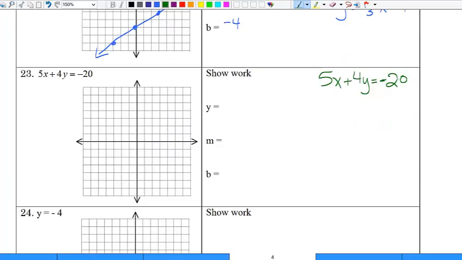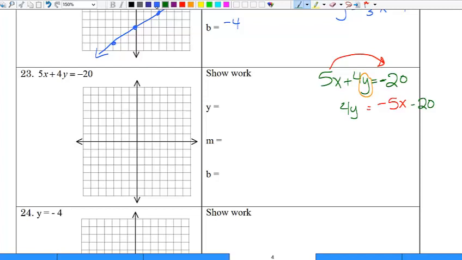For this next problem, it's very similar to the last one. I want to get y all by itself. It's right here. So I need to move the 5x. If you want to use transposition, if you pick the 5x up and move it to the opposite side, it just becomes its opposite, which in this case is -5x. The 4y stays the same, and the 20 stays the same because they didn't move sides.